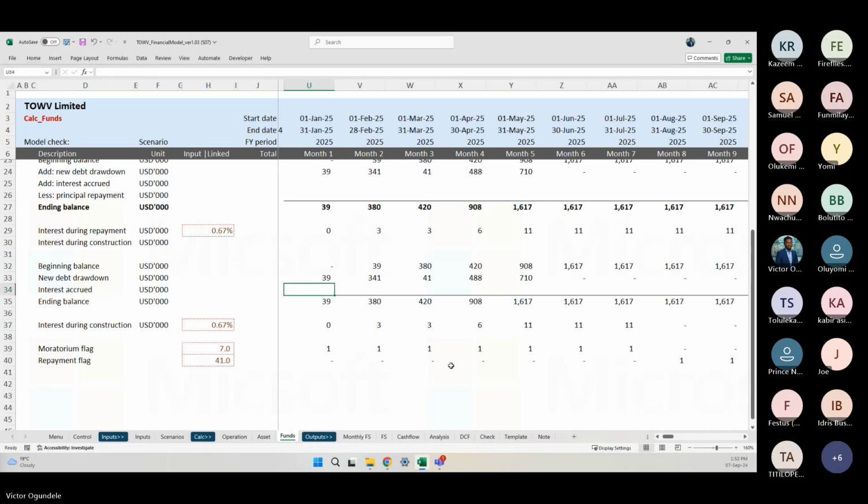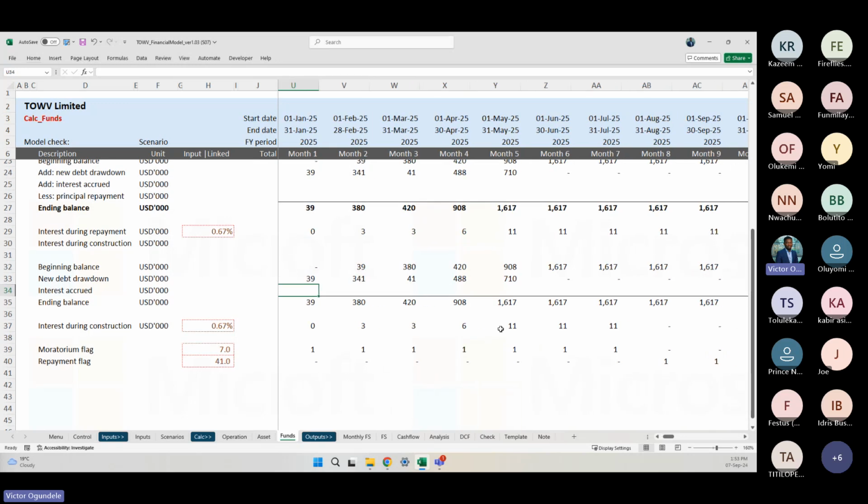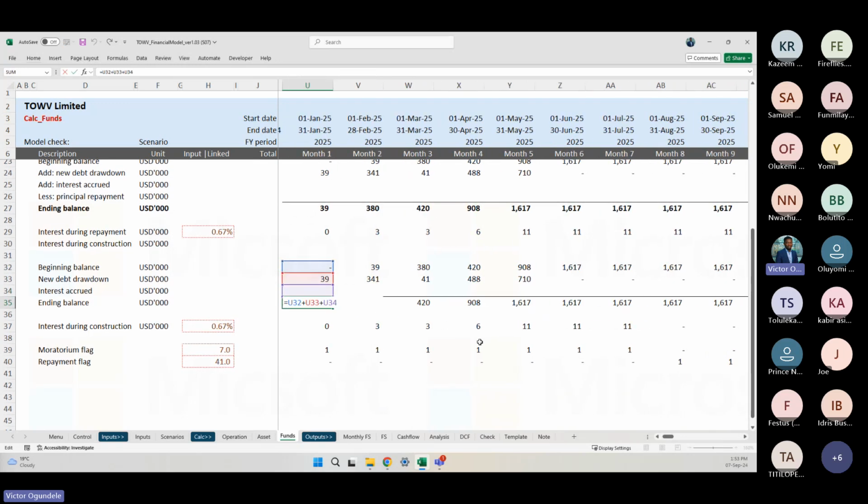Okay, so now let's go back to our schedule. The interest is just beginning balance plus the new drawdown multiplied by your interest rate, which you've converted to months, and multiply that by your moratorium period, so that everything stops in month 7. Okay, so that's our schedule as well. Let's come to the ending balance. That's the formula that we put here.